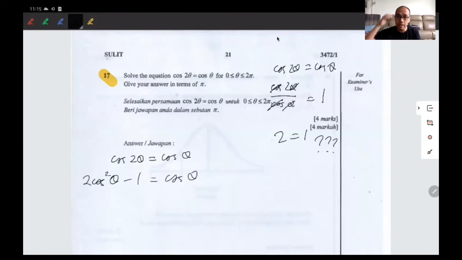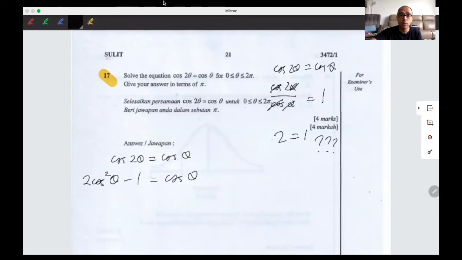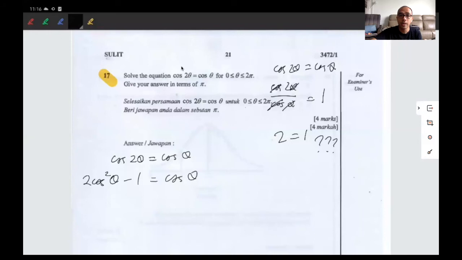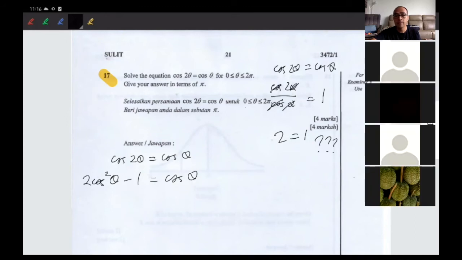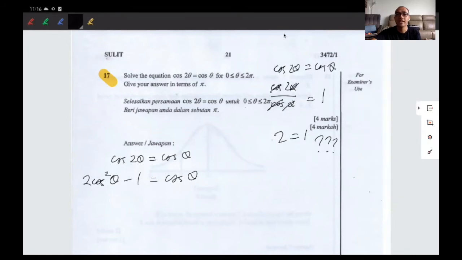Is this the correct formula? Can somebody please verify for me? Is it 1 minus 2 cos squared theta or 2 cos squared theta minus 1? Am I right? Can somebody verify for me, please? Because I don't have the formula book over here. Can somebody verify? Anyone? Or am I talking to myself? Is it 2 cos squared theta minus 1? Okay, correct, thank you. Thankfully, there are still people here.